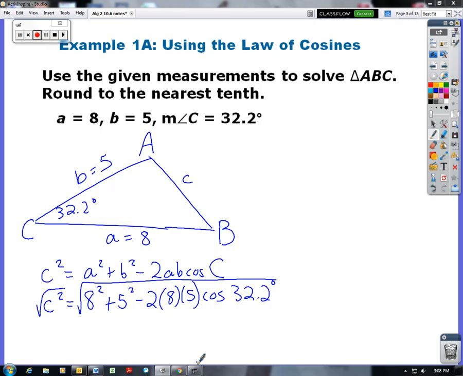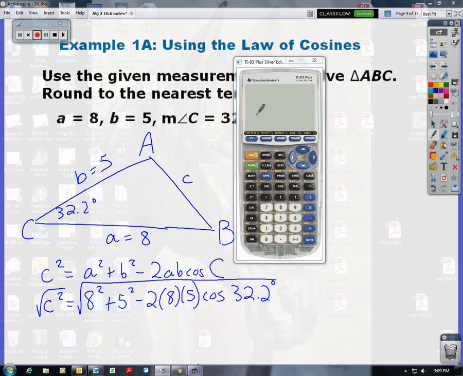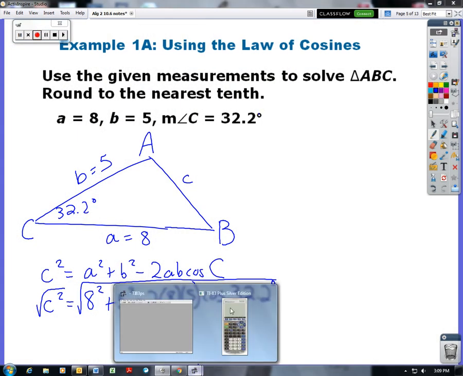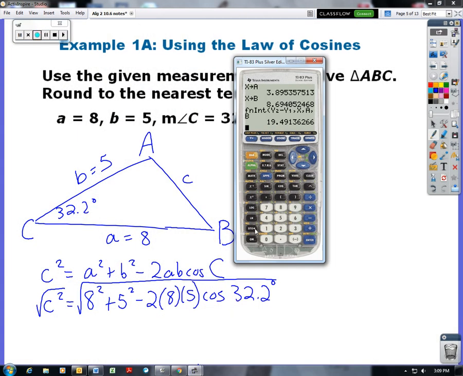So we'll go to the calculator. Now I have been using my calculator in other classes today, so I have to check my mode. So I believe I was in radian. Oh, I'm back in degrees. I was using radians earlier today. So we're back to degrees, which is good.